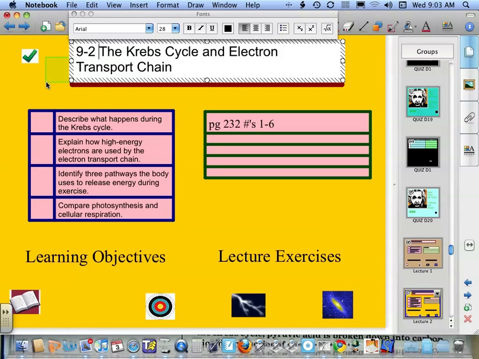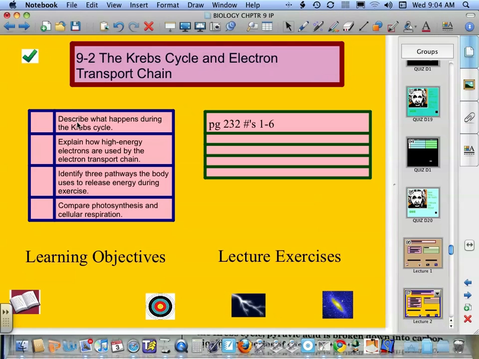Make sure you have a piece of paper, pencil out, ready to go. Here are objectives. Describe what happens during the Krebs cycle. Next, explain how high energy electrons are used by the electron transport chain. Next, identify 3 pathways the body uses to release energy during exercise. And finally, compare photosynthesis and cellular respiration. Our lecture exercises are page 232, numbers 1 through 6. Make sure you have your book and a good chunk of time, because here we go.